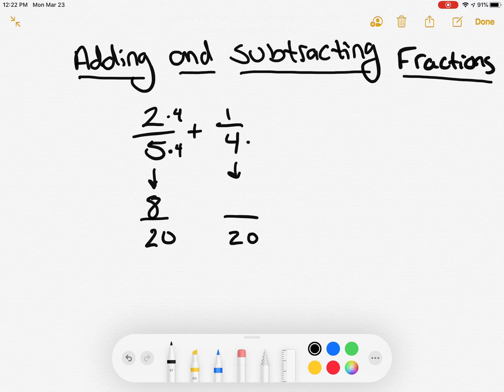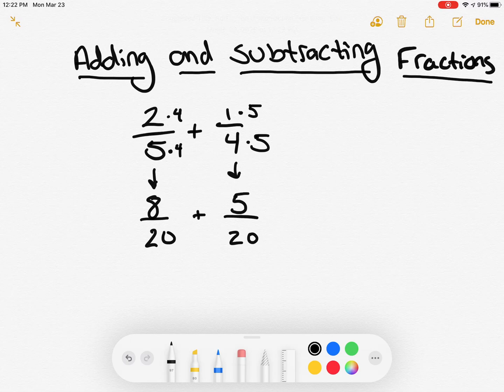And then for this 1/4, I multiply the 4 times 5 to get 20. So I have to multiply 1 times 5, because 5/5 is a form of 1 as well. Some of my professors called it a form of 1. So 1 times 5 is 5.